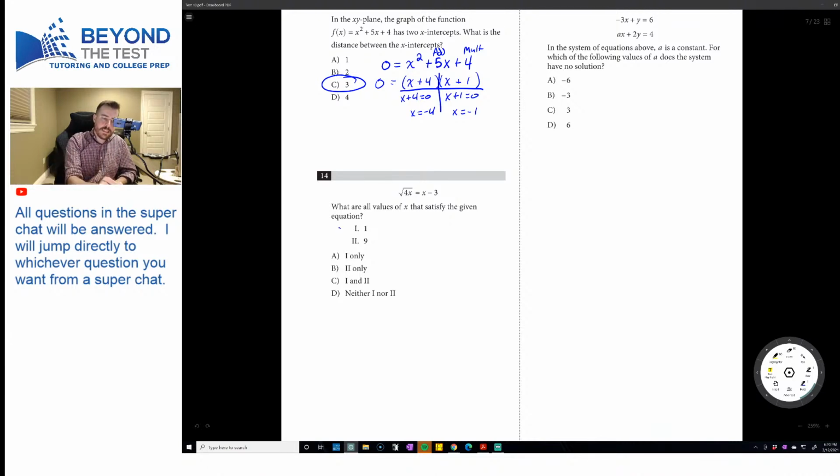Okay, let's test this out here. Let's start with 1. If I substitute 1 into that equation, it'd be the square root of 4 times 1 is equal to 1 minus 3. So this would be the square root of 4 is equal to 1 minus 3, which is negative 2. But is the square root of 4 equal to negative 2? And this is where I think this misunderstanding happens. The square root of 4 is not equal to negative 2. The square root of 4 is only equal to positive 2.